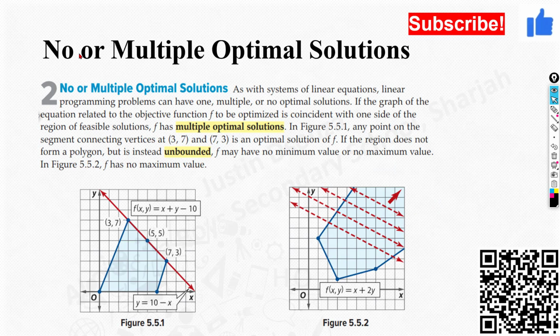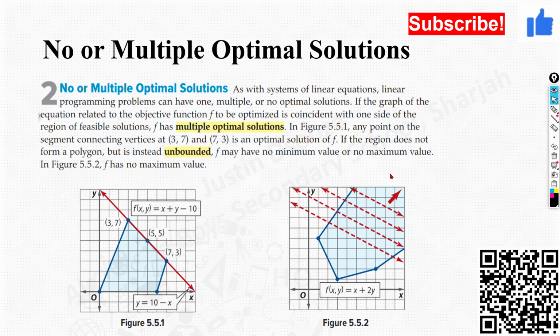Now then, the topic of no or multiple optimal solutions. Here you can see this particular graph. This is bounded, it's all fine. What's the matter over here is each point on this line will give you a solution. So you have multiple optimal solutions. That means this entire line basically is a solution line.